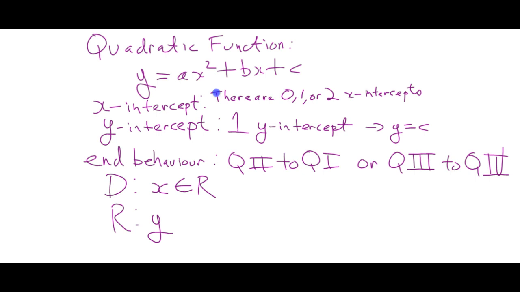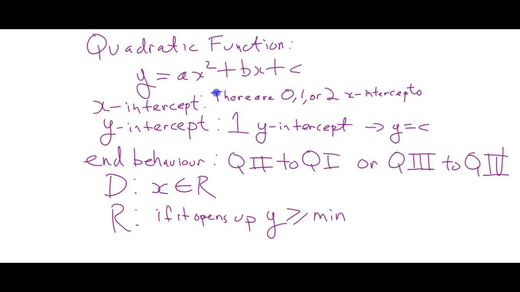All right, so let's do a couple of ranges. Let's do a couple of things. So range. If it opens up, then y is greater than or equal to the minimum value. Okay. So if it opens up, it's got a vertex, right? It's opening up, all the values are greater than whatever the y coordinate of the vertex is.